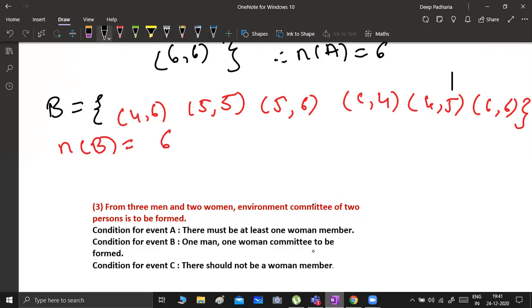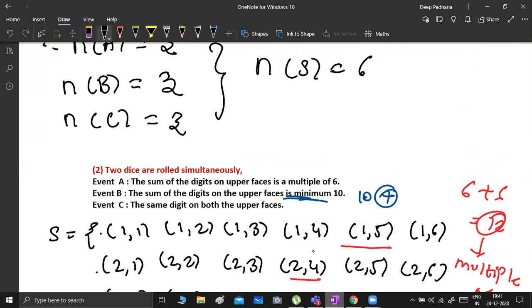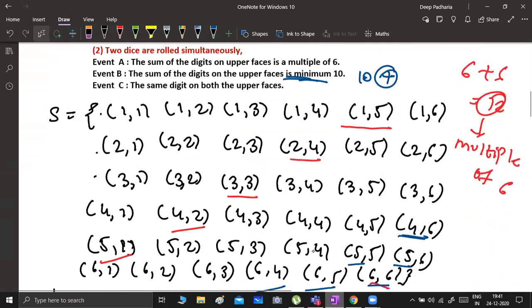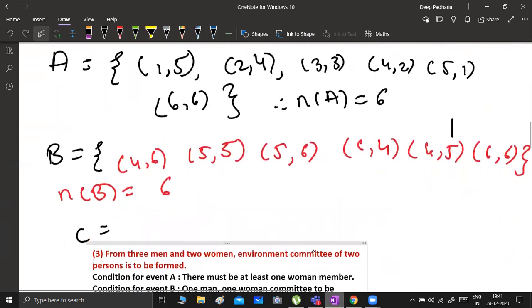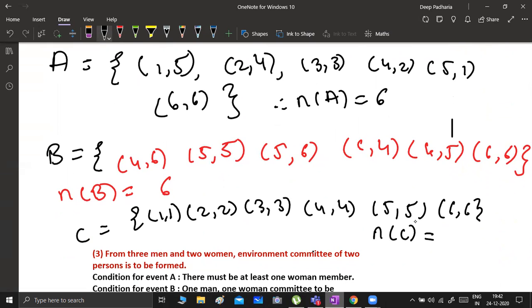And the last event C. What is asked in event C? In event C it is asked for the same digit on both upper faces. That is also simple. 1,1, 2,2, 3,3, 4,4, 5,5, 6,6. And here n of C would be 6.